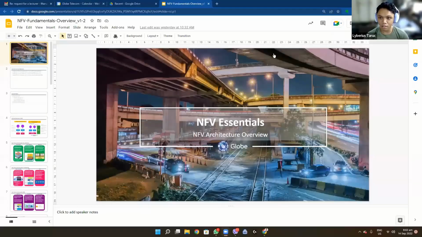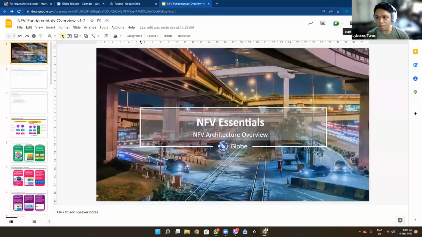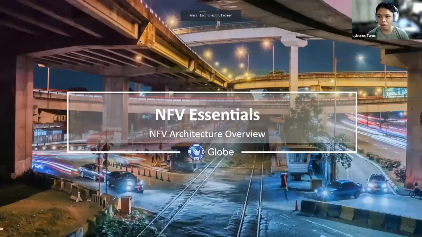Now, NFV in itself actually consists of a myriad of technologies, one of which is what's called virtualization. And the topics and the scope of this 1 hour session that I'll be giving, I've named NFV Essentials, primarily because hopefully by the end of the session, you would already have at least a high level understanding of some key terms and terminologies that would be encountered whenever we talk about NFV in general.